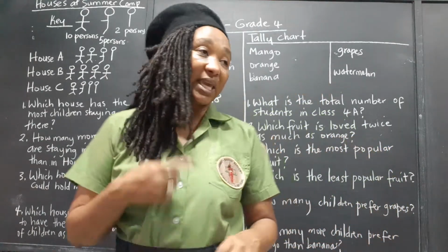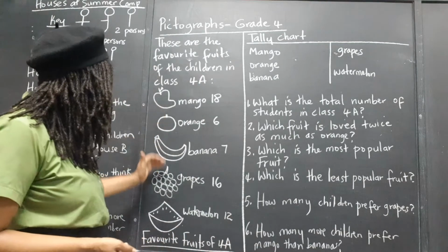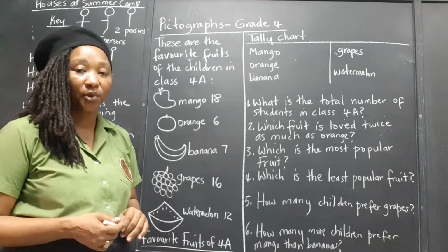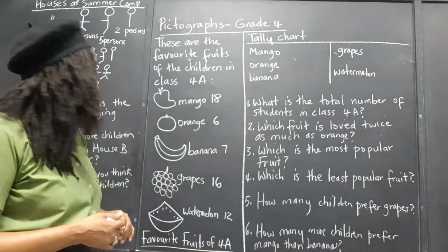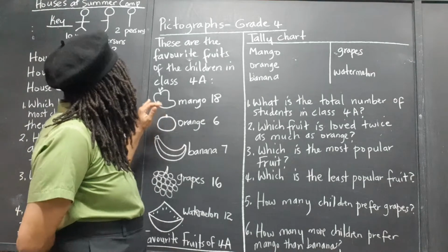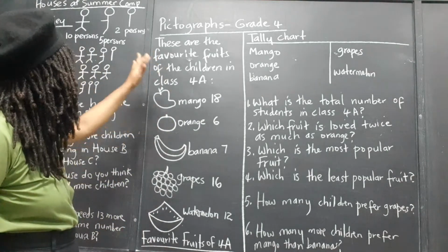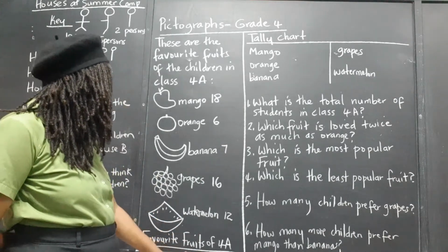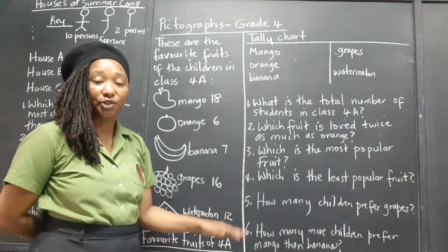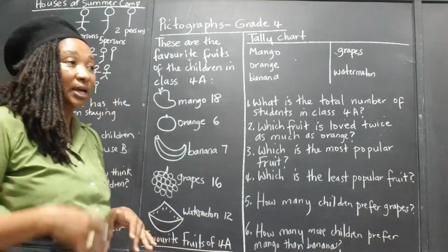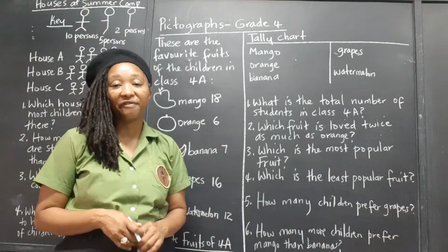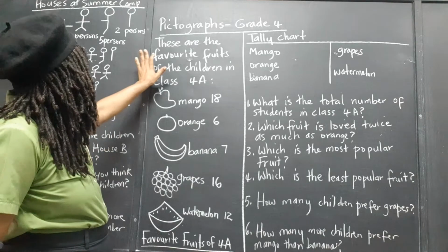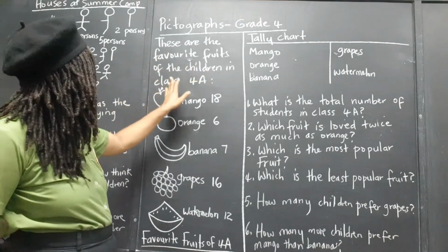Alright, so this is our key. The key tells us what each picture, what each symbol represents. The title of this pictograph, because all graphs must have a title, is Favorite Fruits of 4A. The students in 4A have expressed to their teacher what their favorite fruits are, and these are the favorite fruits of the children in class 4A.